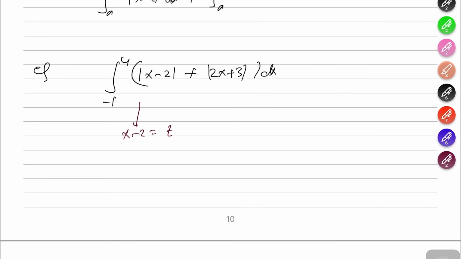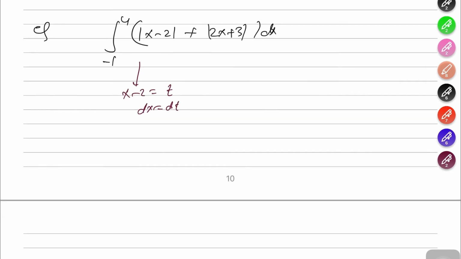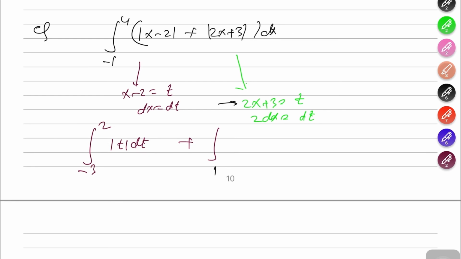So here we say x minus 2 is equal to t, so that means dx is equal to dt. The problem will convert: x equal to minus 1 becomes minus 3, x equal to 4 becomes 2, and this is mod t dt. Plus here we assume 2x plus 3 is equal to t, that means 2 dx is equal to dt. If we put x equal to minus 1, it becomes minus 2 plus 3, that is 1, and if you put x equal to 4, 8 plus 3 is 11, and this is mod t dt by 2.